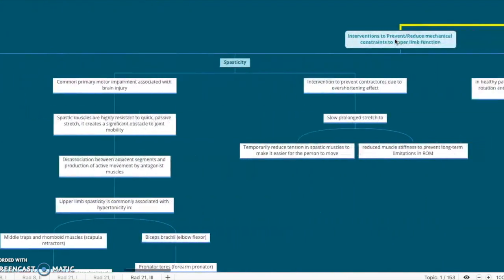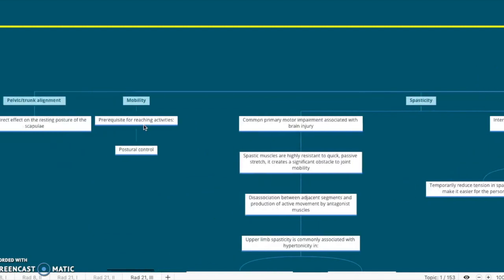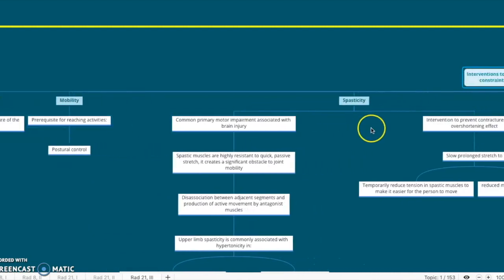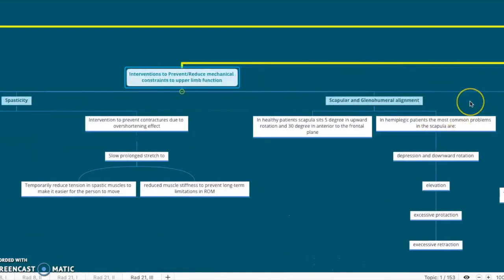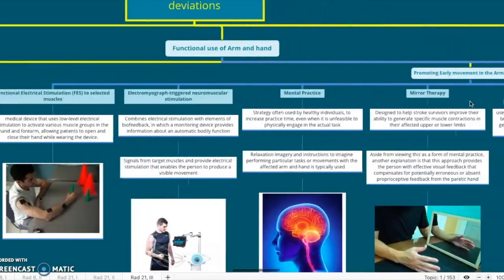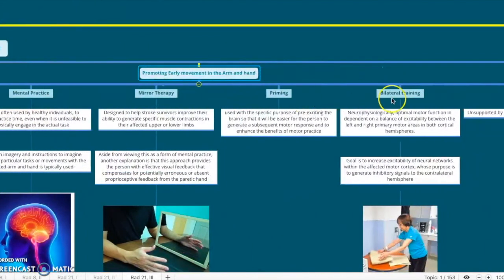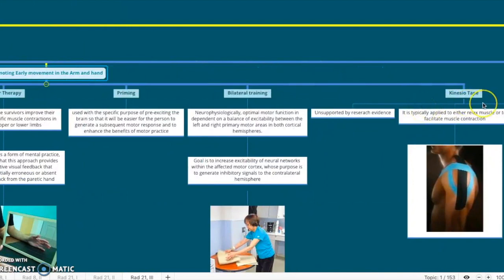If we move over here, we have interventions to prevent and reduce mechanical constraints to upper limb function. As you can see, we have things such as pelvic trunk alignment, mobility, spasticity, and scapular glenohumeral alignment. Over here, we have promoting early movement in the arm and hand through different types of therapy, including mental practice, neurotherapy, bilateral training, kinesiotape.